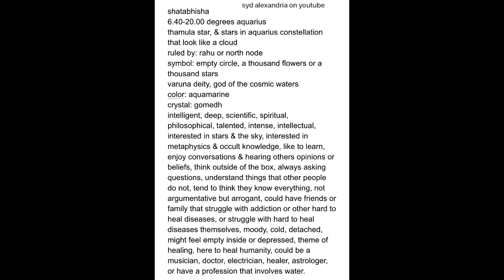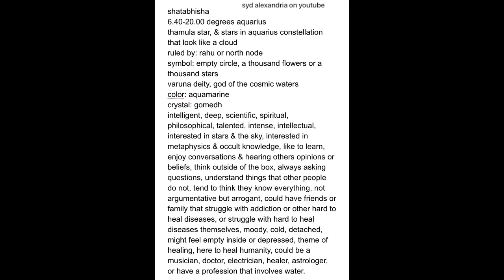Satyabishta is from 6 degrees 40 minutes to 20 degrees, all within the sign of Aquarius. Its star is Thaluma and stars in the Aquarius constellation. Its symbol is sometimes an empty circle, sometimes 1,000 flowers, sometimes 1,000 stars. If you want to read more about it, you can, but I'm just going to say that Satyabishta is very intelligent, okay? They're deep, scientific, spiritual, philosophical, talented, intense, intellectual.